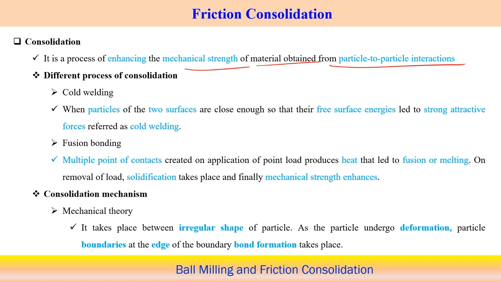One consolidation process is cold welding. We just contact the two components and they bond together. This is one way of consolidation of two particles, which is observed in ball milling operations. When the surfaces of two particles are close enough, their free surface energy is available to react or make a bond between the two, and that creates strong attractive forces that make them bond. This is known as the cold welding operation. In this way the consolidation occurs. Then fusion bonding is also there. Fusion bonding can bring some kind of consolidation from the interaction between the powders too.